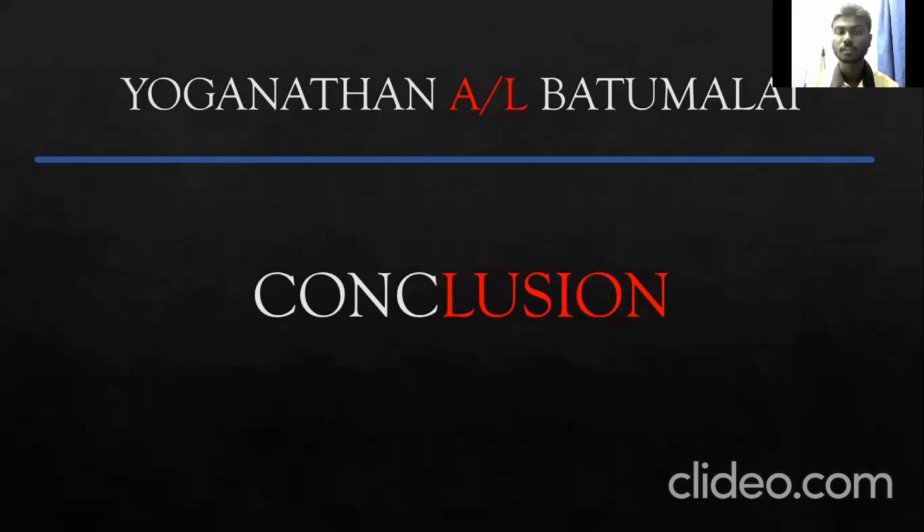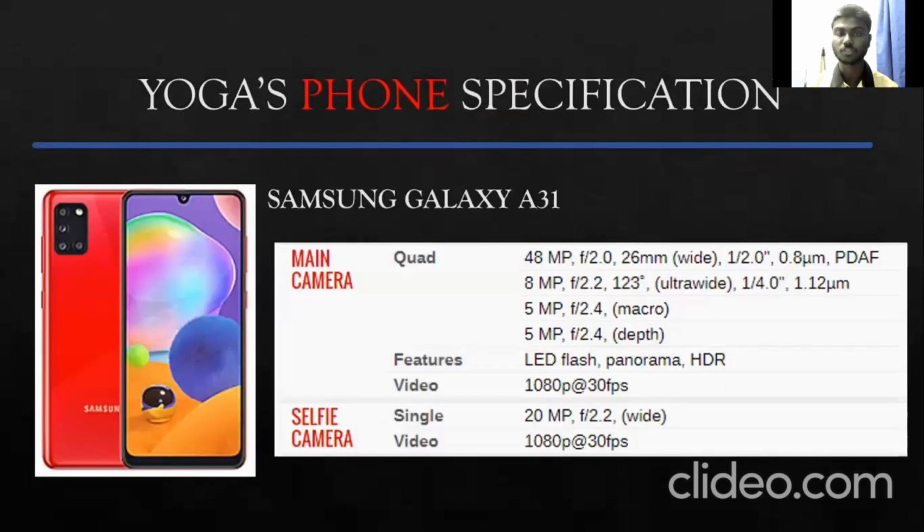Before that, let me explain about the phone specification. For this assignment 1, the model that I use is Samsung Galaxy A31. This model consists of 4 cameras. The main camera is 48 megapixel, the second one is 8 megapixel, the third one is 5 megapixel, and the last one is 5 megapixel. For this assignment, I used the main camera, which is 48 megapixel.